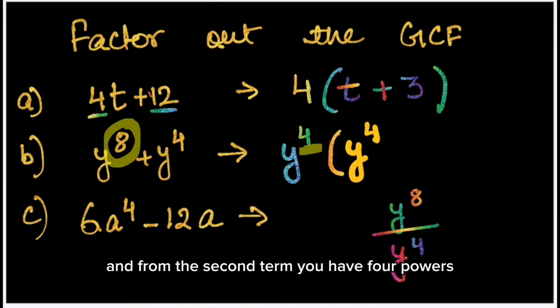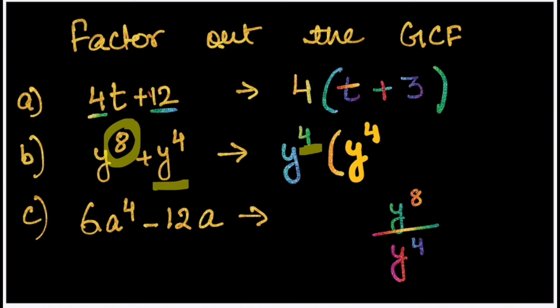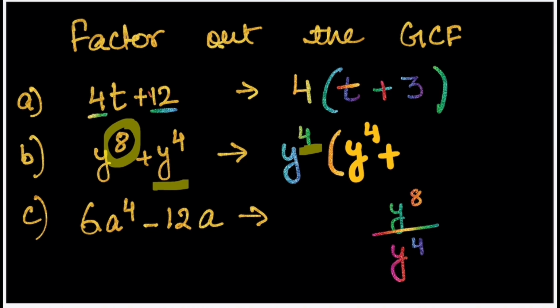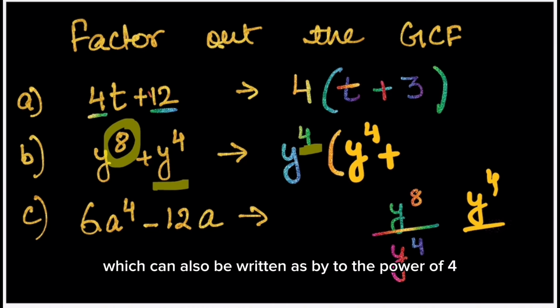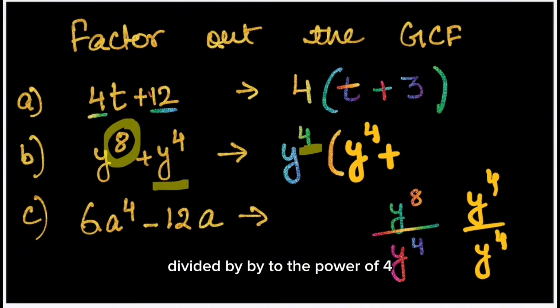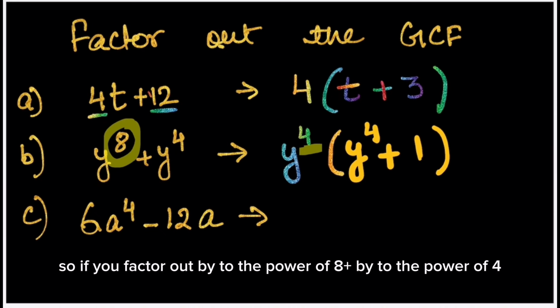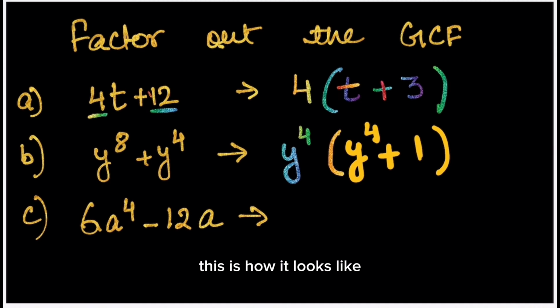And from the second term, you have 4 powers, and you have y to the power of 4 as GCF. So how much is left? Which can also be written as y to the power of 4 divided by y to the power of 4. This will just give us 1. So if you factor out y to the power of 8 plus y to the power of 4, this is how it looks. Let's do the next example.